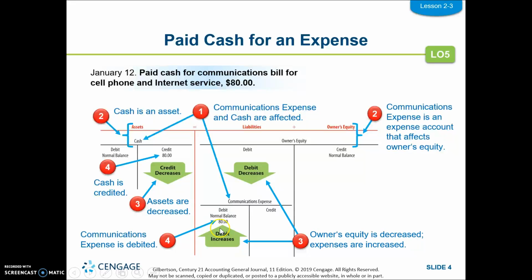And the expense account is going to be debited, and you'll see more why that's going to happen as we get into some other chapters. But the communication expense is going to be debited, so eventually it will decrease the owner's equity.